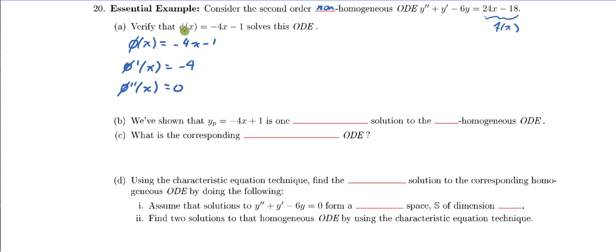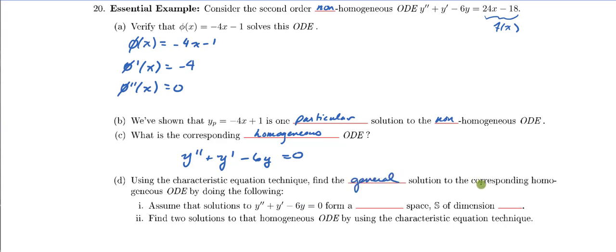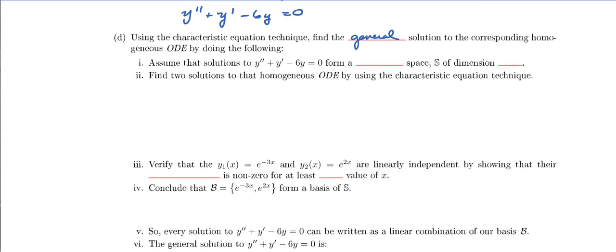So now that we've verified that this phi of x solves the original non-homogeneous ODE, we'll say that this y sub p is one particular solution to the non-homogeneous ODE. The next question I want to ask is, what is the corresponding homogeneous ODE? Well, in this case, it is y double prime plus y prime minus 6y equals 0. So I would like you to use the characteristic equation technique to find the general solution to the corresponding homogeneous ODE. And this is the work that you'll do from here on out.